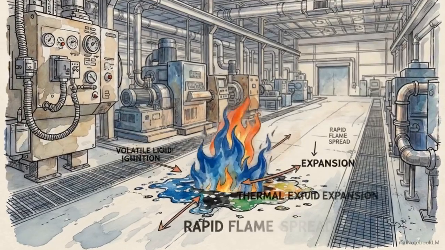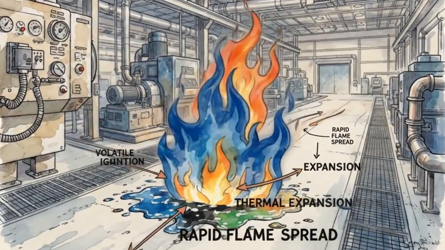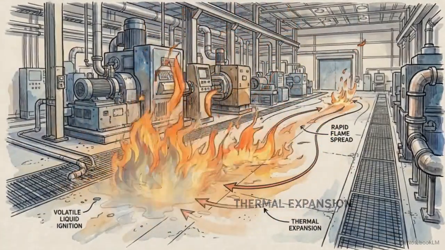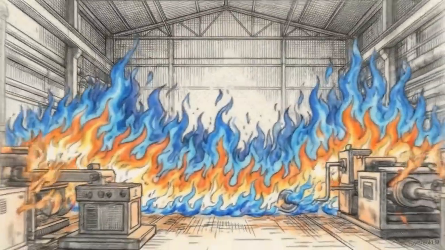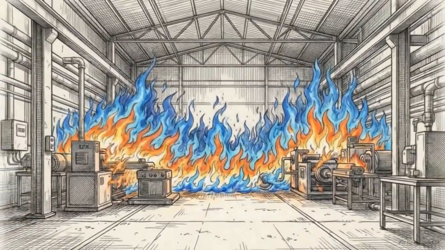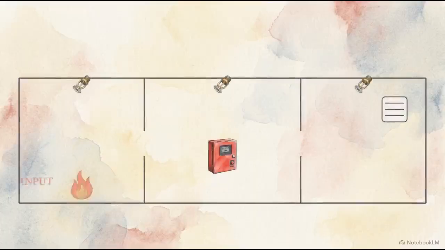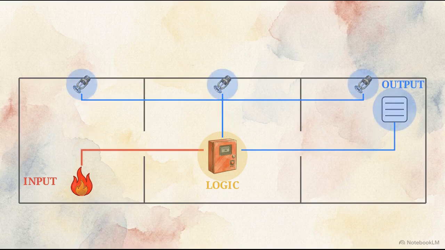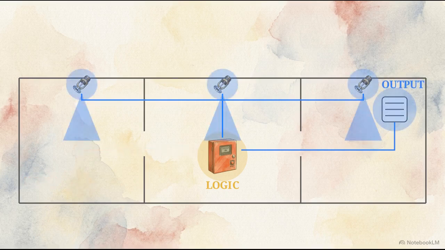In environments handling flammable liquids, waiting for smoke to reach a ceiling detector is a fatal error. By the time enough particulate matter rises to trigger a standard sensor, a volatile liquid fire has already expanded across the floor. The Fire Detection and Alarm System, or FDAS, is the technical infrastructure engineered to detect these specific hazard signatures and initiate a coordinated response in milliseconds.